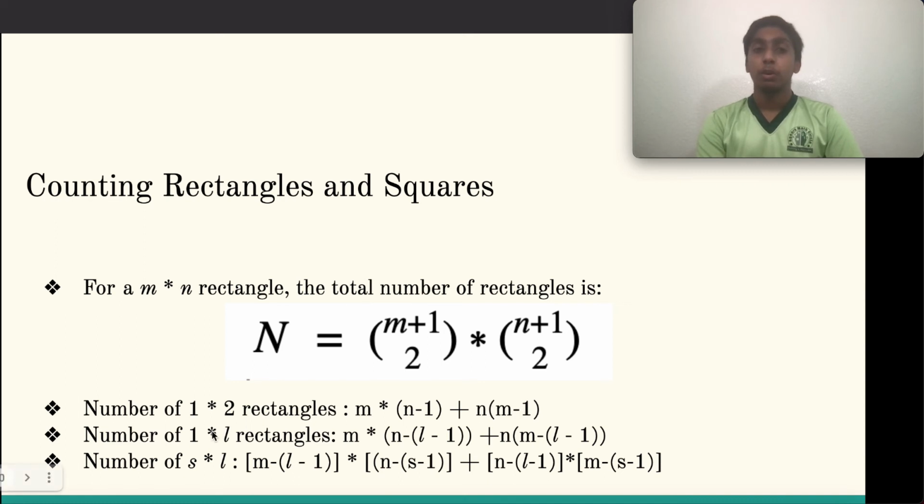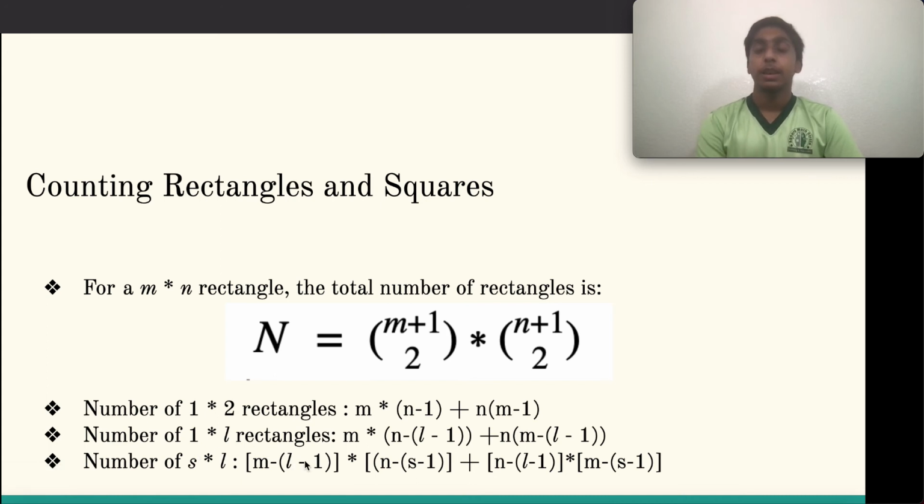Now, the number of 1 times L rectangles, where L is just any length that you have, is going to be m times n minus L minus 1 plus n times m minus L minus 1. So this is just the way to calculate when they're asking you to find how many 1 times L rectangles there are in this bigger rectangle. And then the number of S times L rectangles. So again, S and L here are your 2 variables. If you're just given the number of 4 times 6 rectangles in this, then you would just use this formula.